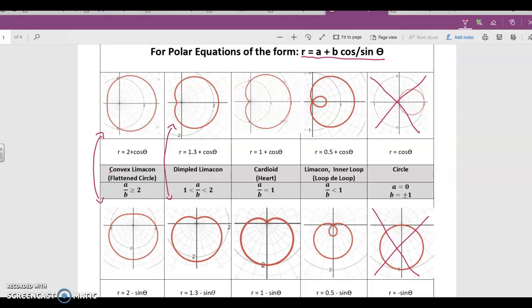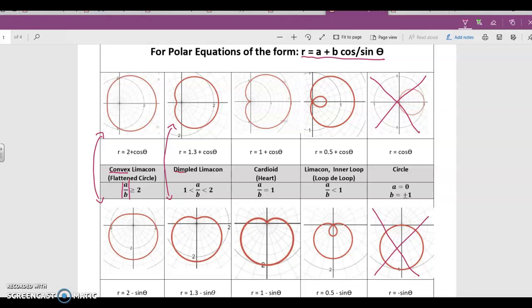So the first one that we're going to start with is the convex Limacon or flattened circle. You can kind of see that shape here. This is when you have the absolute value of a over b is greater than or equal to 2. So in this case our a value is 2, our b value is 1. Since 2 over 1 is equal to 2, we have a convex Limacon.